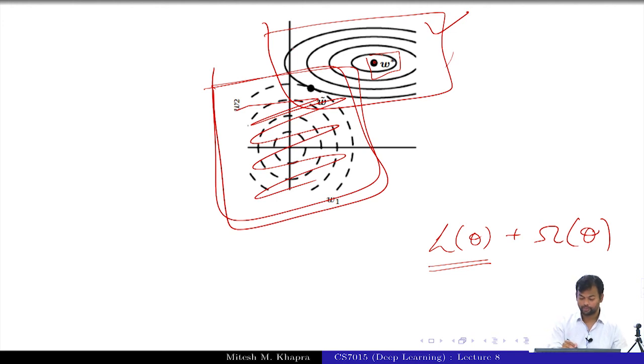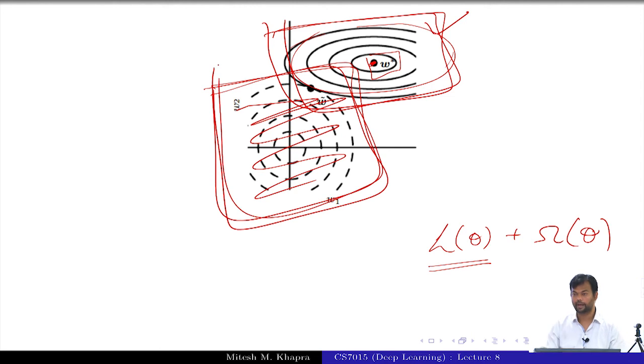So remember the contour maps that we had seen. This is the minima of that particular function. This is the contour map for L theta. That is clear. Now what probably is not clear is, why is this the contour map of omega theta?